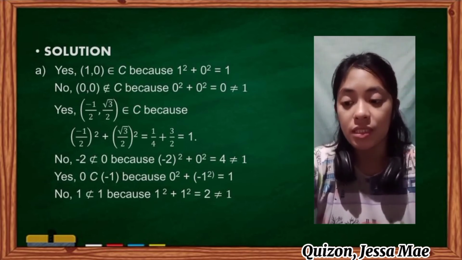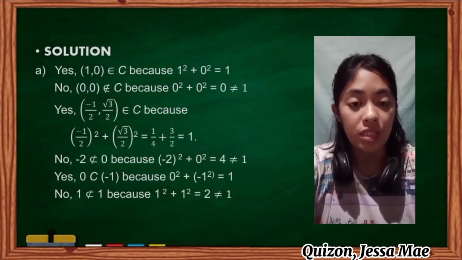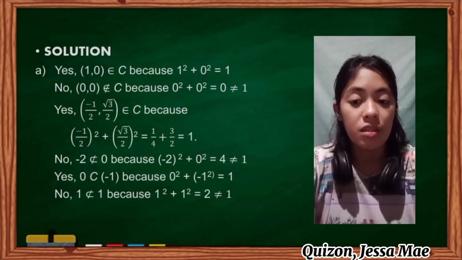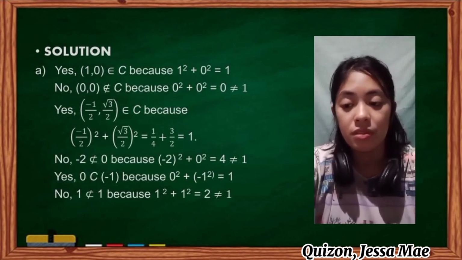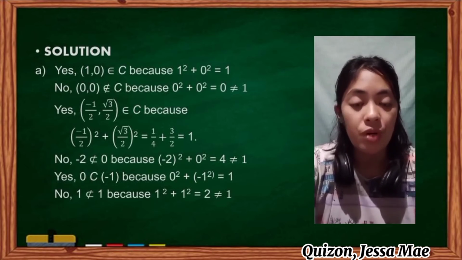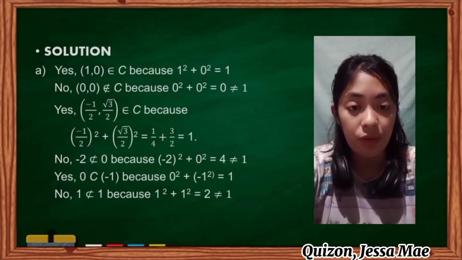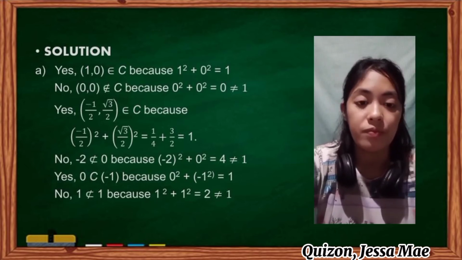And next is (0, negative 1) is a circle of negative 1. The answer for that is yes, because 0 squared plus negative 1 squared is equal to 1. So negative times negative is equal to positive. Next is (1, 1) is a circle of 1. The answer for that is no, because 1 squared plus 1 squared is equal to 2, and that is not 1.